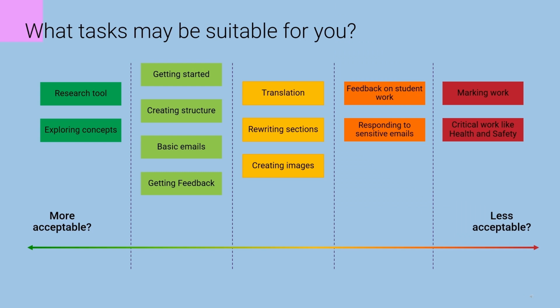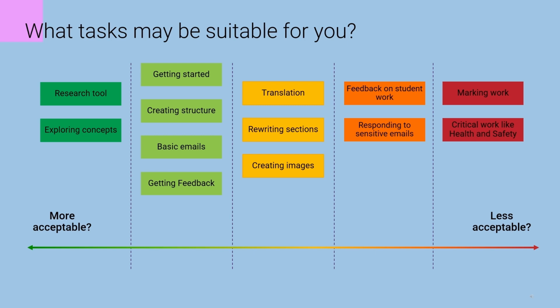This slide shows a scale of tasks where generative AI might be more or less acceptable, depending on the context and your judgment. Let's start on the left in the green section. Tasks like using AI as a research tool or for exploring concepts would be more acceptable. Then moving to the lighter green, AI can help with getting started, breaking through blank page syndrome by helping to create a plan or create a structure. It can also assist with basic emails, though we'd always be cautious with which data we input, and we're going to look at this later on.